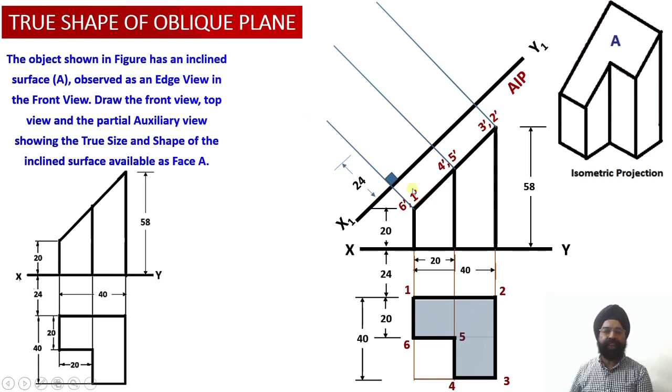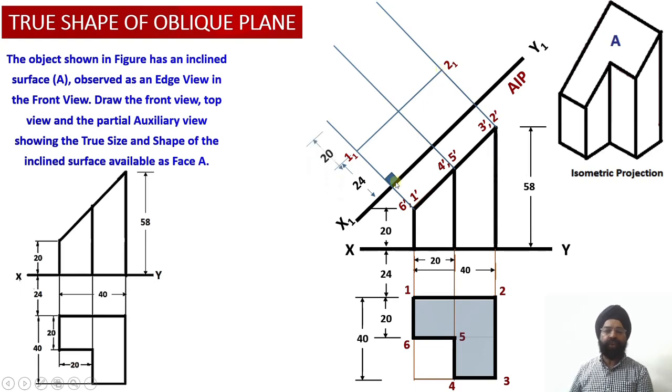So this point, which is lying over here onto the projection line corresponding to the point 1 dash, will give us the projection of point 1 1 over here. Similarly, this point, which is obtained at a distance of 24 millimeter from the AIP, as it is lying on the projection line corresponding to the point 2 dash over here, will provide us the projection of the point 2 1 onto the auxiliary plan view.